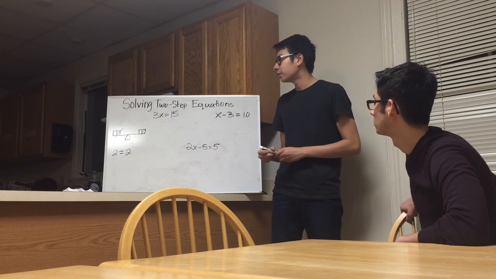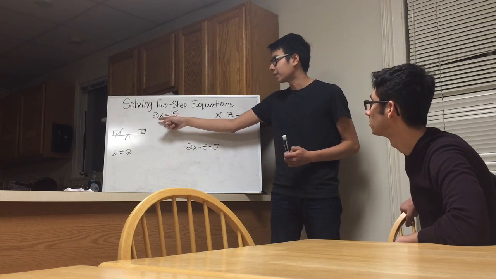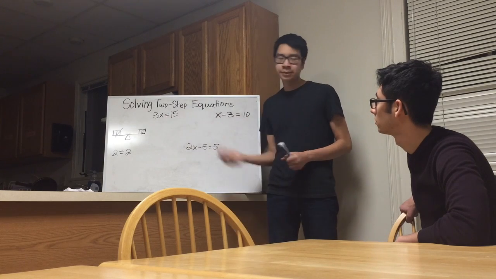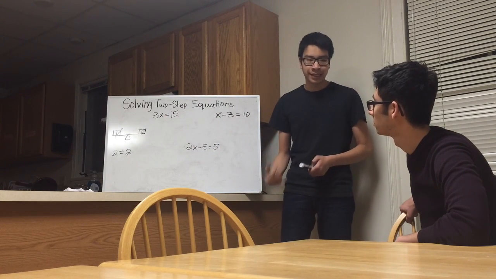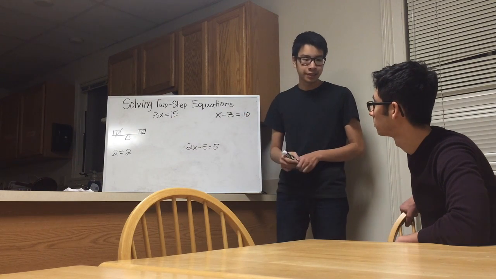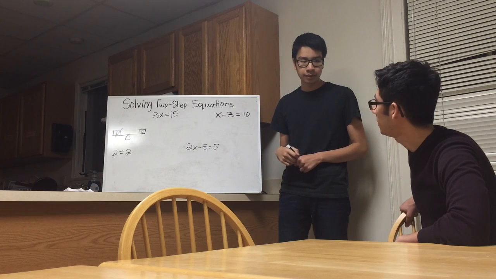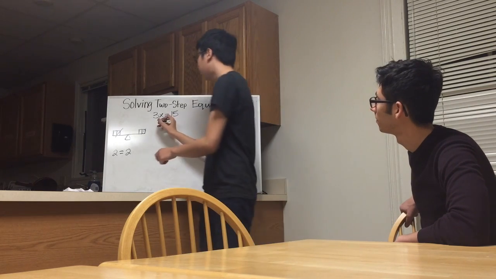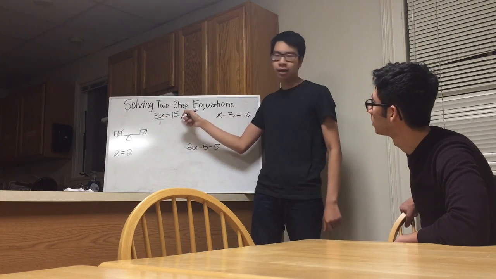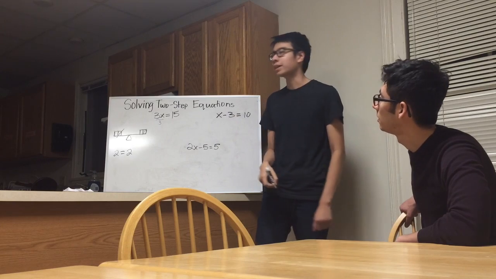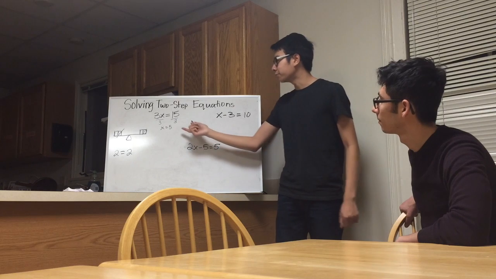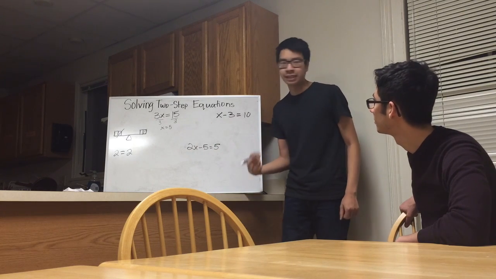Last time we were solving one-step equations such as 3x equals 15. When we're solving a one-step equation, what we're trying to do is isolate the variable. So how do we isolate the x in this equation? You divide by 3. When you divide by 3 on the left-hand side, what do you have to divide by on the right-hand side? By 3. Okay, so you get x equals 5.